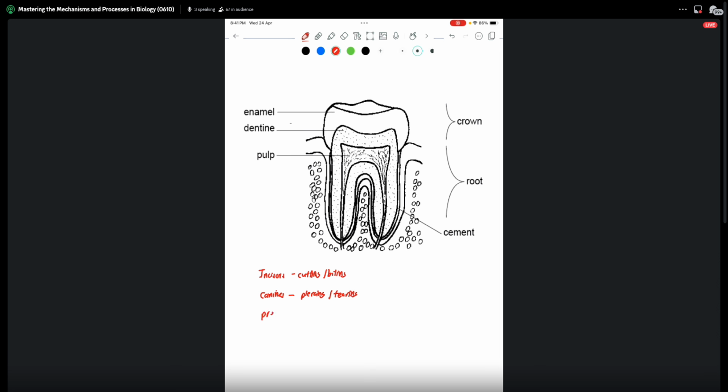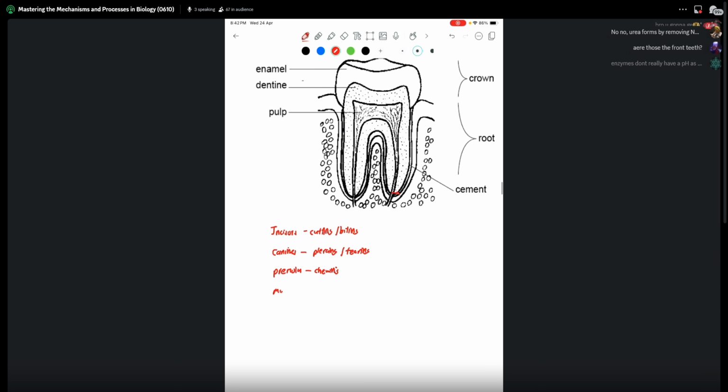And the premolar is about this size, which is for chewing. And molars are also the same thing. They also chew because it's from the back of the teeth, right? So it starts to help with the chewing process.